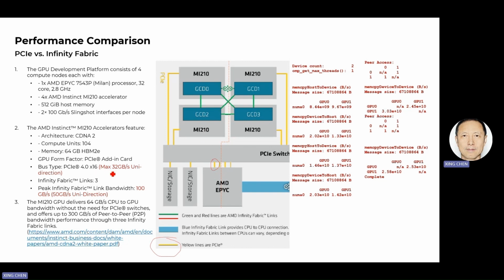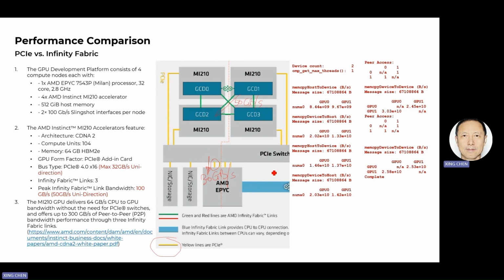If we look at this PCIe link, the single direction bandwidth is 32 gigabits per second, okay? And the Infinity Fabric between two GPUs, the bandwidth is 50 gigabits per second. This is the early generation of products from AMD. So this is the bandwidth of the system for the GPUs.